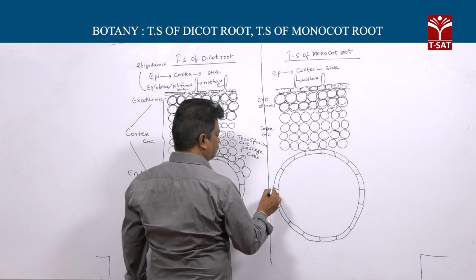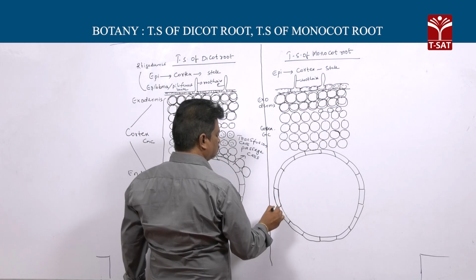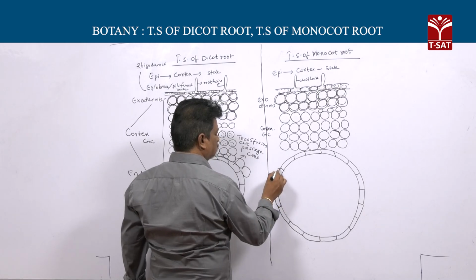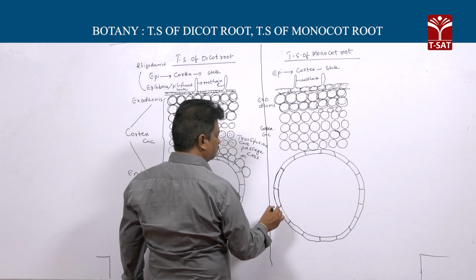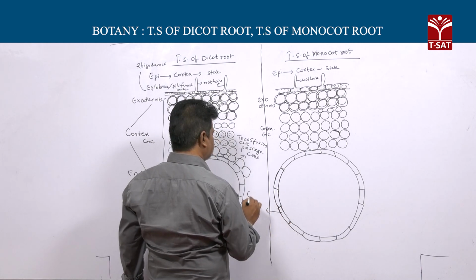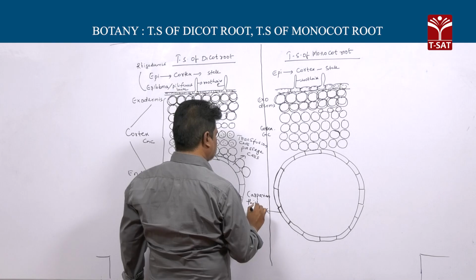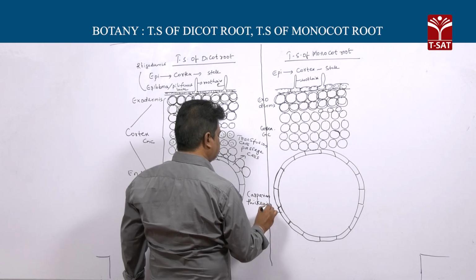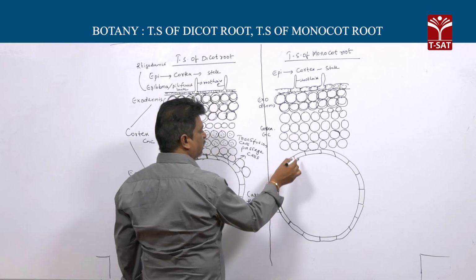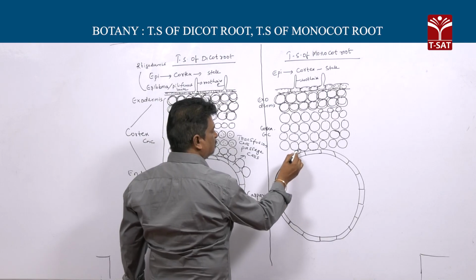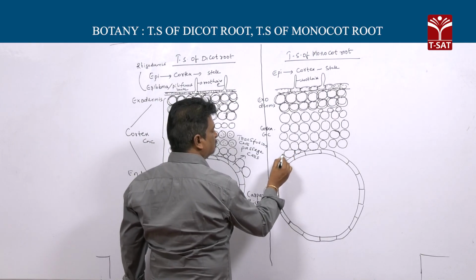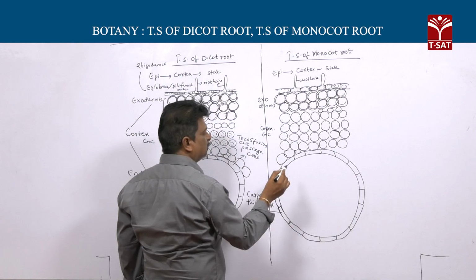Then some of the endodermal cells show radial and tangential thickenings called Casparian thickenings. They are impermeable to water, and because of that, the endodermis acts as a barrier between the cortex and stele.